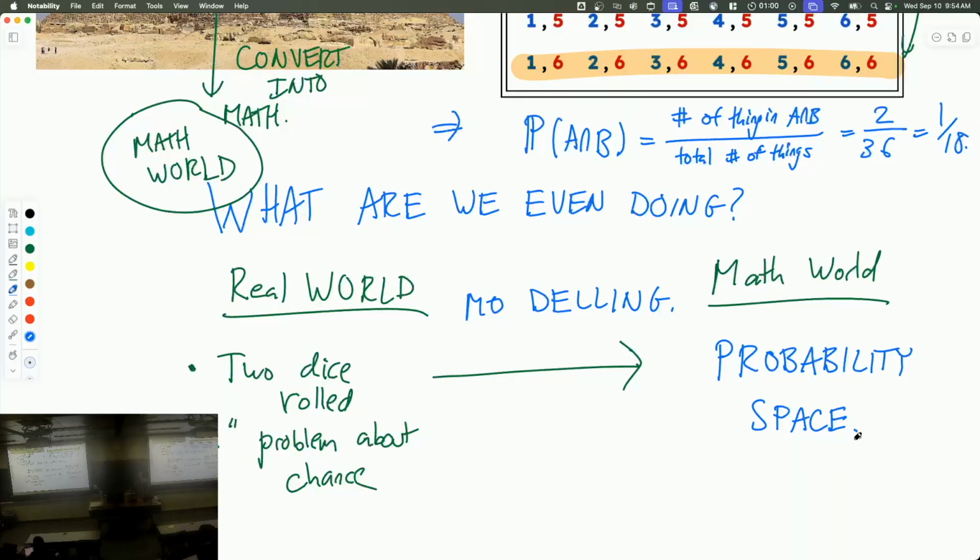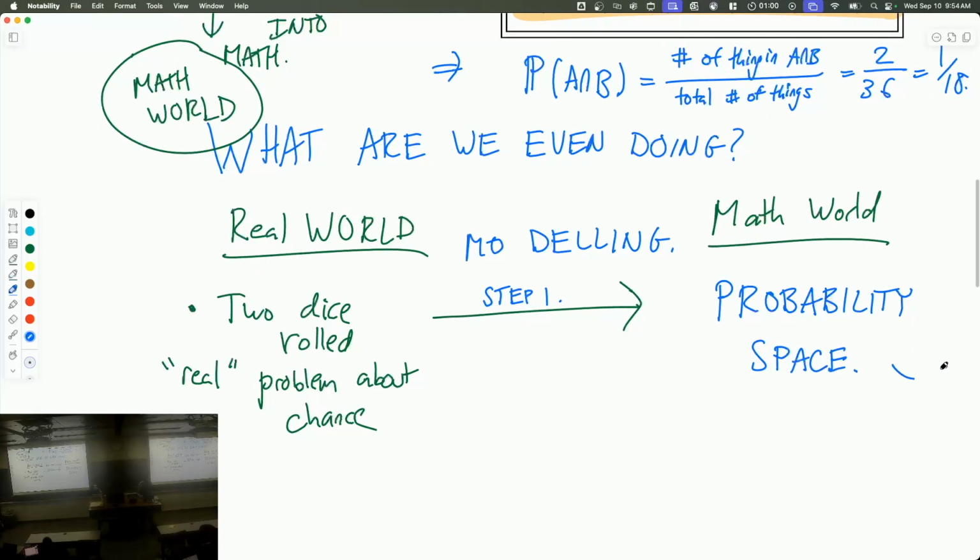If you take a linear algebra class, what do they call the thing that has all the vectors in it? That's a vector space. What is the thing that has all the functions in it? It's a function space. But this is a specific mathematical definition, and it is the stage on which we are going to solve the real world problem. So step one is to model the problem and turn it into a probability space. I'll tell you more about what a probability space is in just a second. But step two is to solve the problem in the probability space. So you solve with math. That is step two.